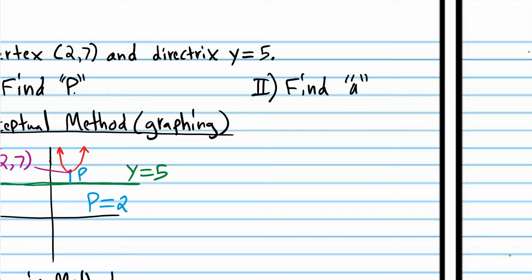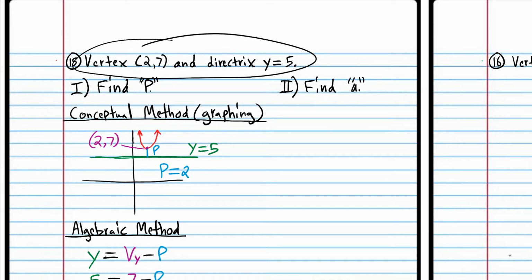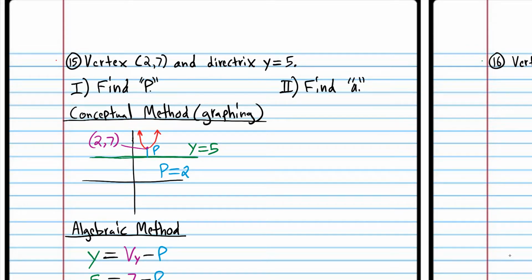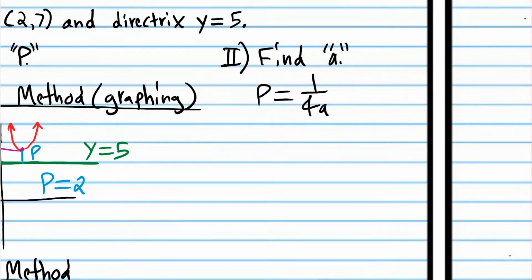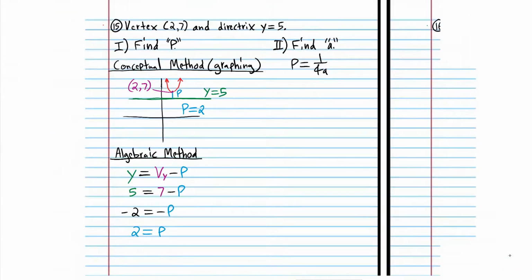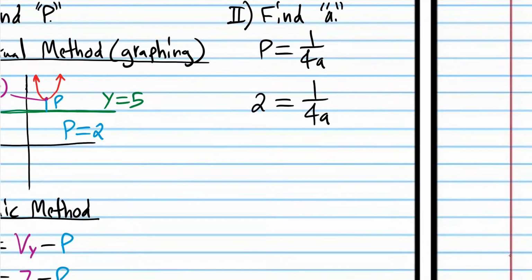Which is what we're really looking for, because we're trying to write the equation of the parabola that has those characteristics. So now that we have p, we know that p is equal to 1 over 4a, and p was, what was it? It was 2. So we just plug in 2 for p, and we can write 2 as 2 over 1.